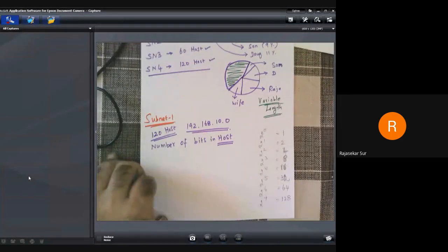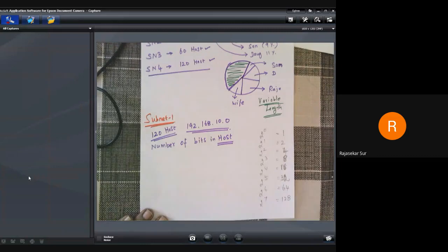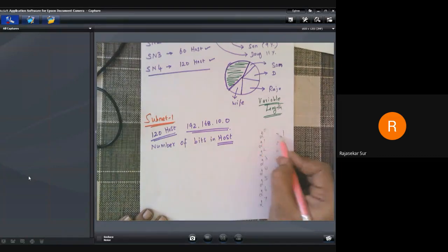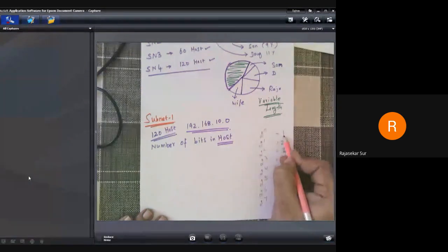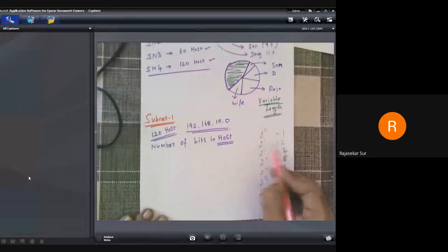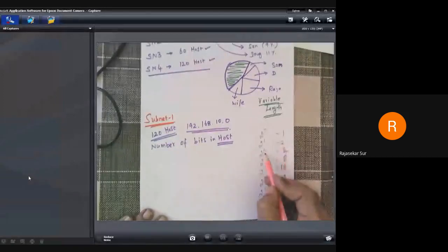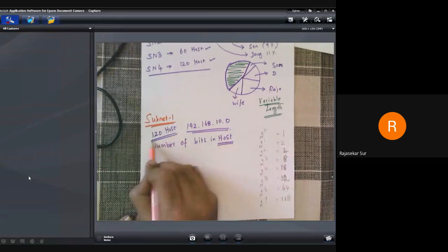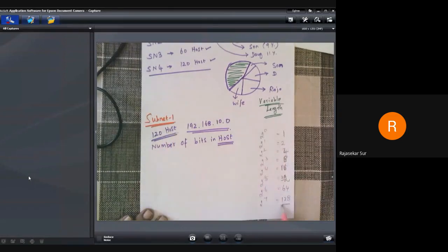Now listen carefully, all of you. In the previous problem, we did 2 to the power of 0. That means if you borrow 0 bits, you will have 1 subnet. If you are borrowing 1 bit, 2 subnets. If you borrow 2 bits, and so on, like that we have done. Now, how many hosts do we need? I need 120 hosts. So 120 hosts means if you have 7 bits in the host part, it is enough. Try to understand carefully. I need 128 hosts, so 7 bits is enough.